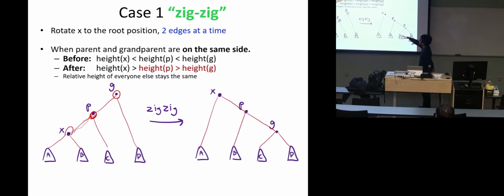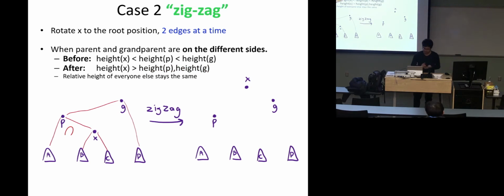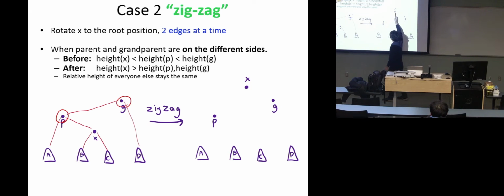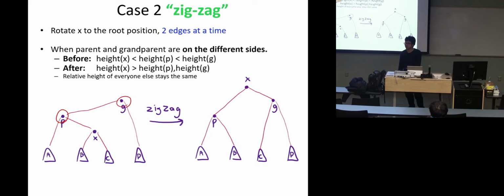So this is called zigzag. They call it zigzag, I don't know. Another case is when the parent and grandparent of X are on different sides. This guy is less than X, this guy is more than X. Then what you do is make sure that the height of X will be higher than both G and P. And you get this guy.